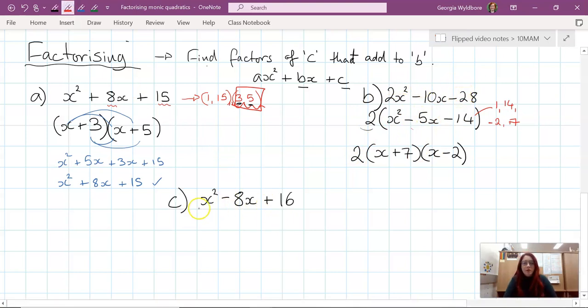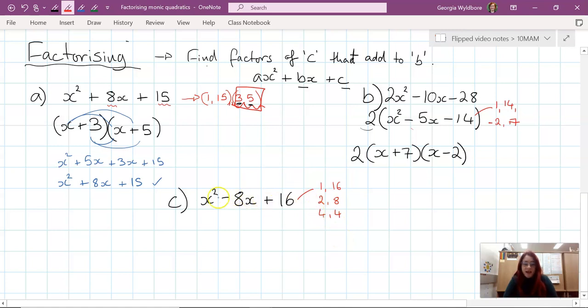One more example here. So we've got x squared minus 8x plus 16. There's our invisible 1 out the front here, so it's monic. That's good. Our factors of 16. We're going to have 1 and 16, 2 and 8. We have 4 and 4. I think that's all of them.